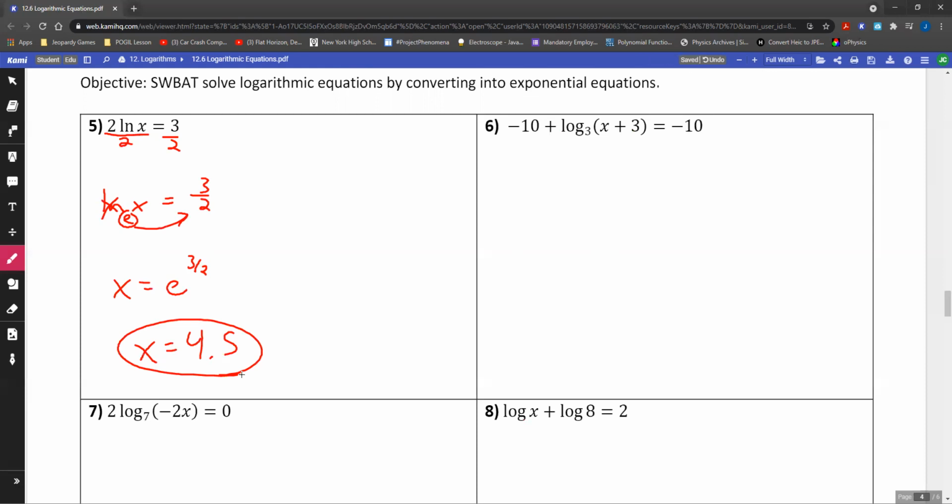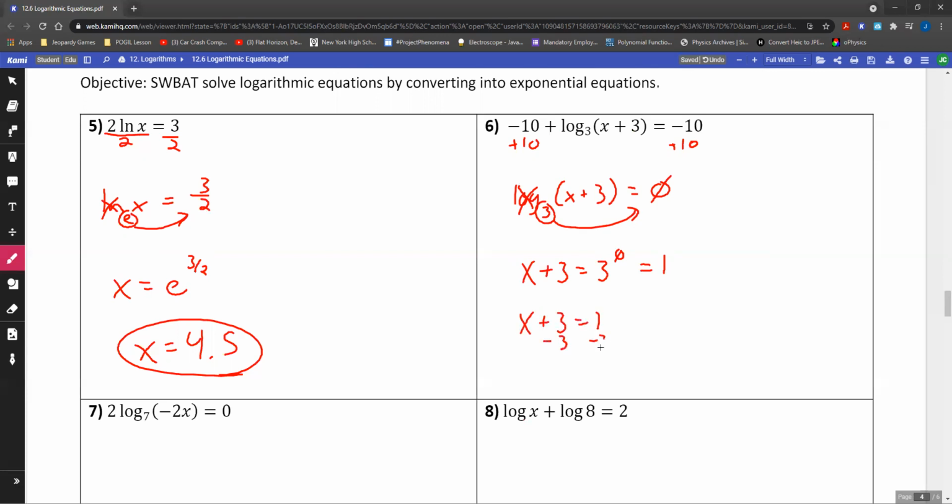And then the last one, I'm going to add 10 to both sides. So I get log base 3, x plus 3 equals 0. I'm going to take the 3, move it over to the other side, drop the log. So I get x plus 3 equals 3 to the 0. 3 to the 0 is just 1. So x plus 3 equals 1. Subtract both sides by 3. And I get x equals negative 2.